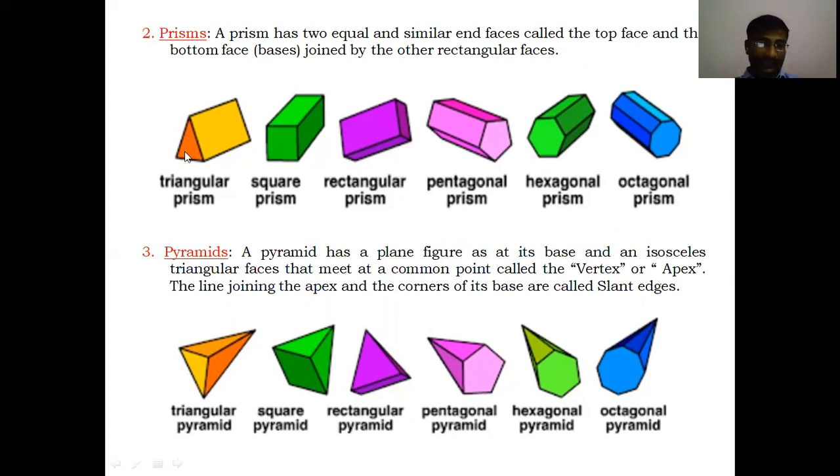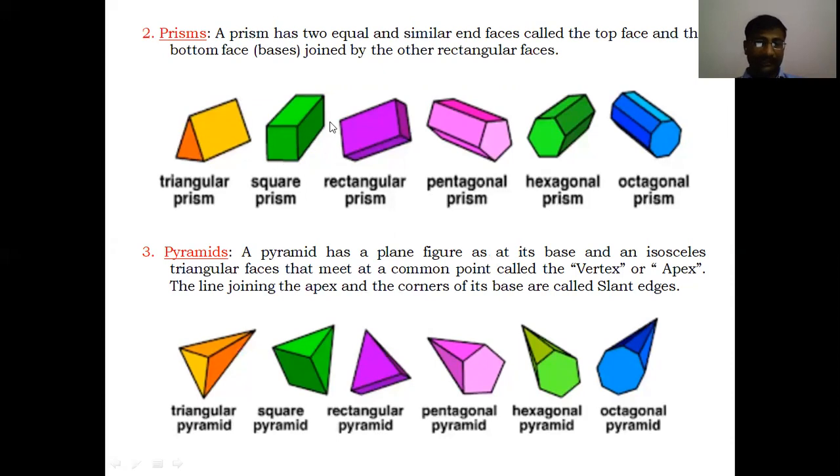Let us take this triangular prism. A triangular prism has a triangle on one side and another triangle on the other side. These two triangles are connected by three straight edges, which form three rectangular faces. This yellow color is a face. This orange color is a base. These black lines are straight edges, and these black lines are base edges. These are the base edges, these are the face edges.